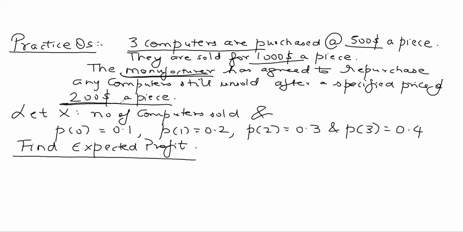So let X denote the number of computers sold. P of 0 is 0.1, P of 1 is 0.2, P of 2 is 0.3 and P of 3 is 0.4. That means probability that no computer is sold is 0.1, probability that one computer is sold is 0.2 and so on. Find the expected profit.